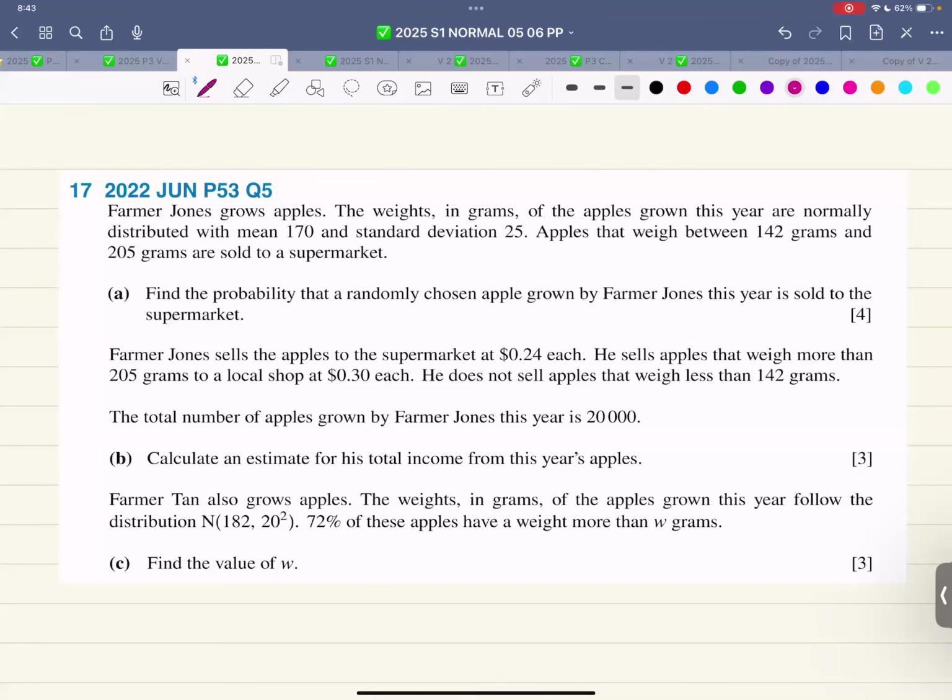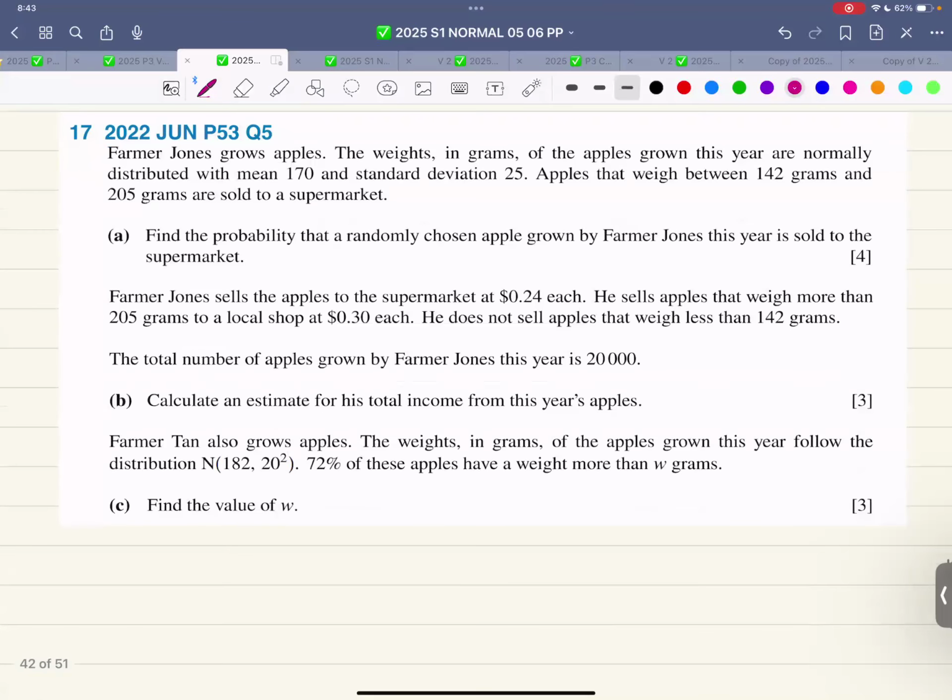Now, let's read the question. The first question. Farmer Jones grows apples. So now our story of normal distribution started with apples and it's ending on apples. For right now, it's about apples.